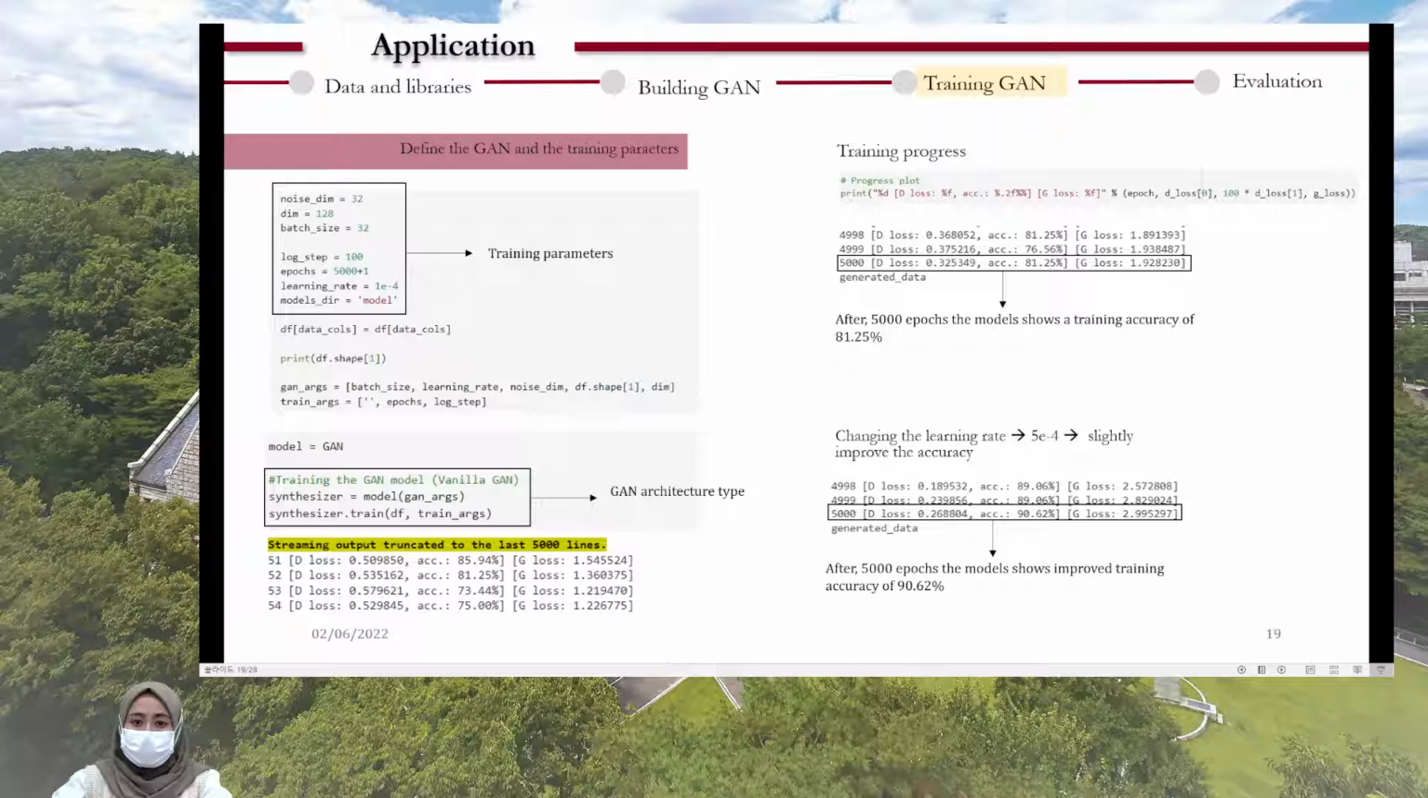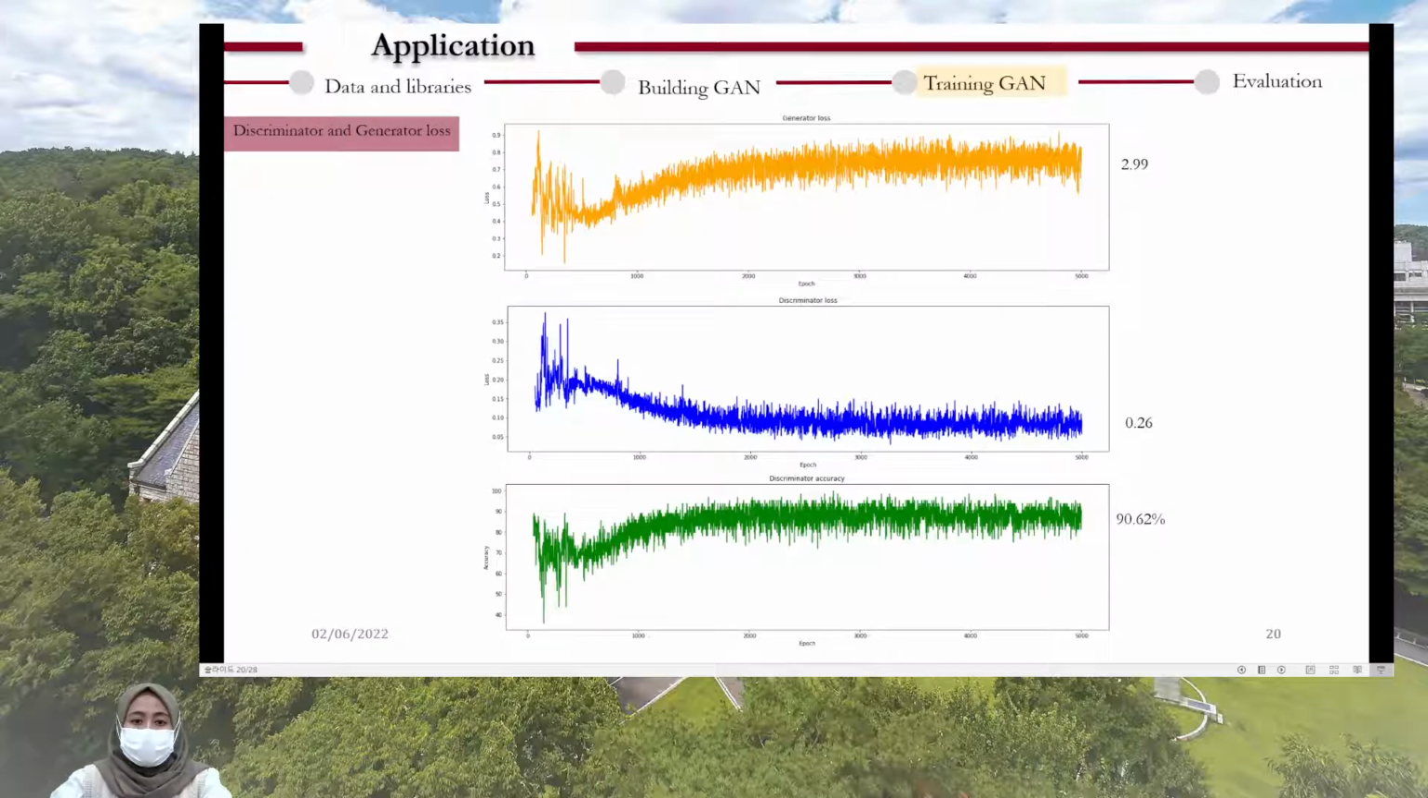As we can see here, the accuracy became 90.62%. And these are the training progress plots of the generator and discriminator, as well as the accuracy progress of the discriminator. From the training progress plot, we can see that the discriminator loss decreased toward a small value and the generator loss increased to a high value. One of the possible answers in this case could be that the discriminator is getting too good and the generator is getting stuck.